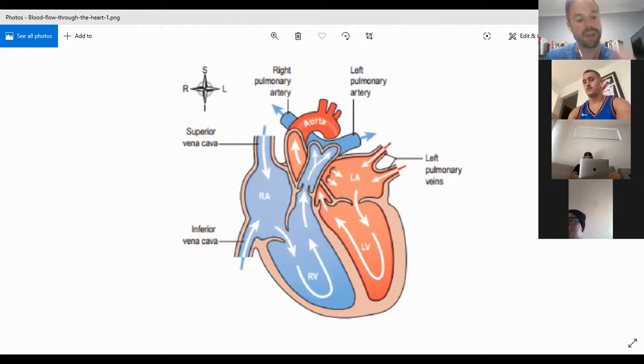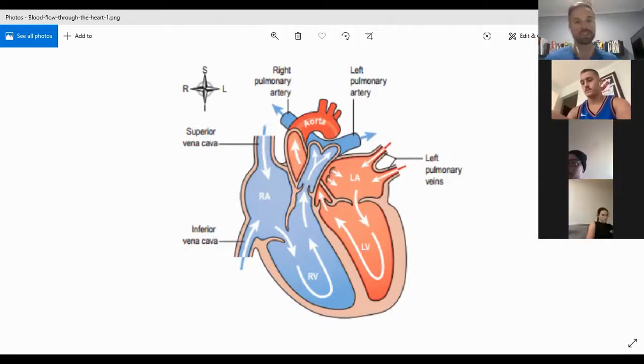So if number 5 was the right atrium, what's number 4, everyone? Left atrium, exactly right. The job of the left atrium is to pump blood to the left ventricle. And then the left ventricle, I think, is the only one that we've got left over, which is number 6. So number 4, the role of the left atrium, is to pump blood to the left ventricle.